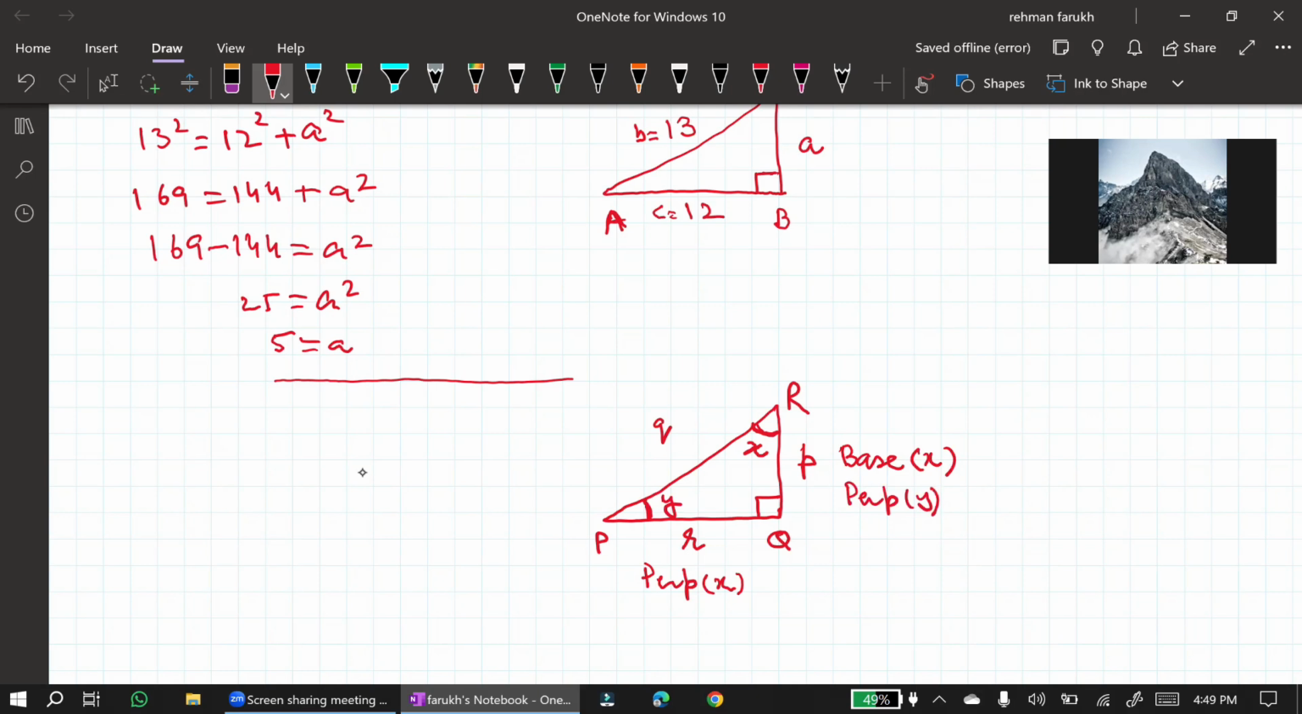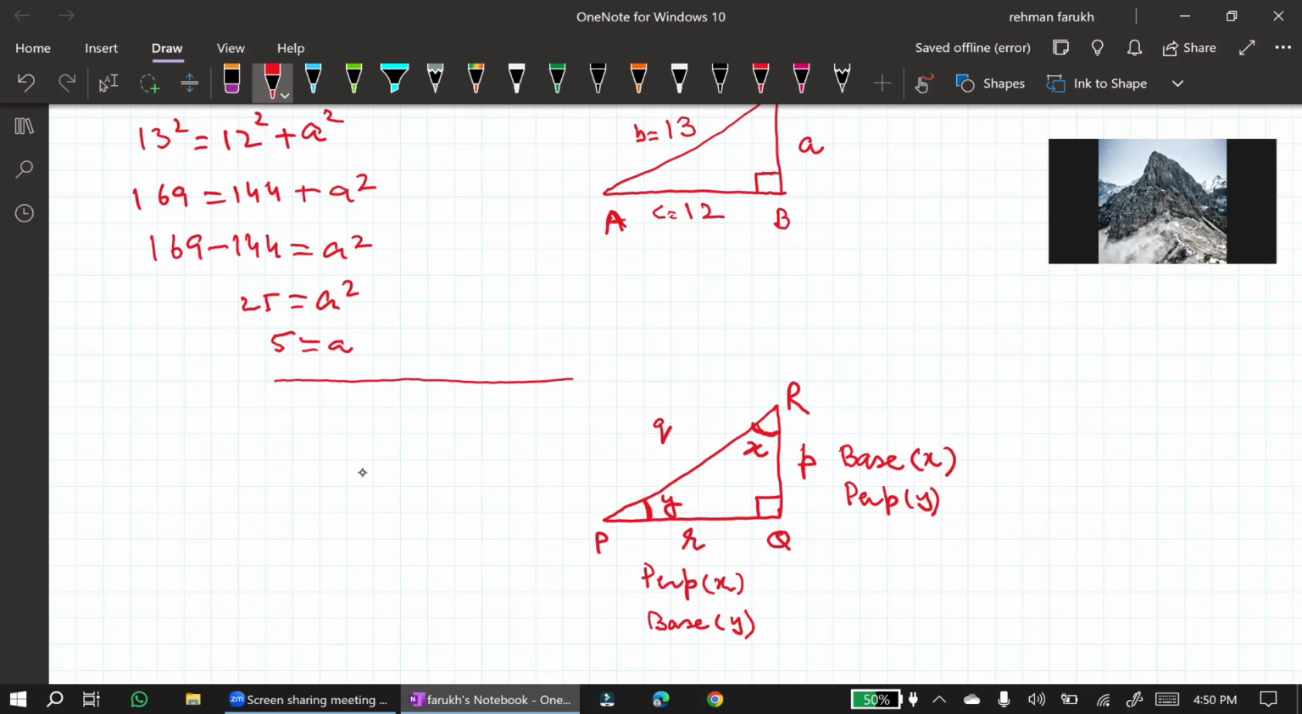And the side adjacent to y is known as the base of y. Now, if we change the angle, then we will have to change the perpendicular and the base.